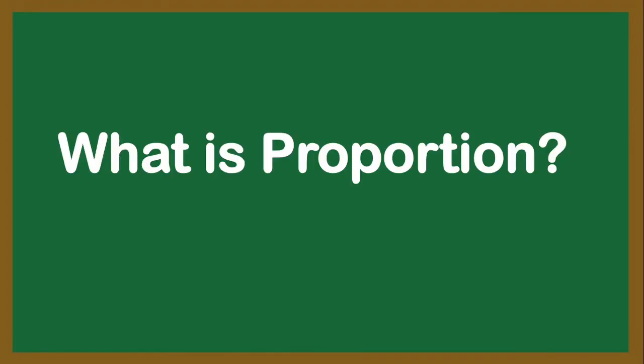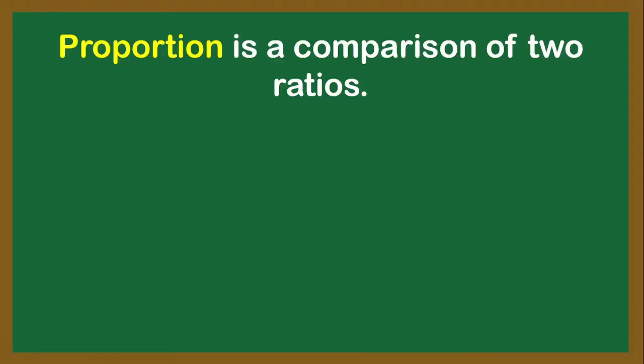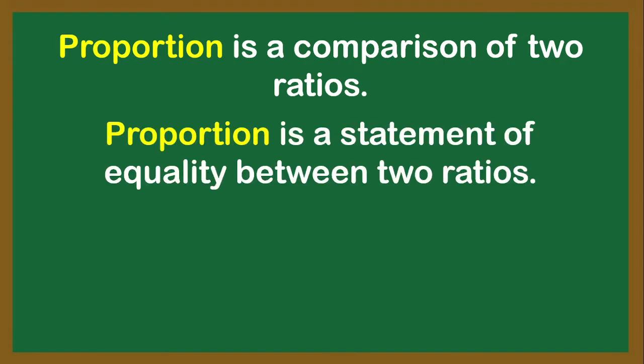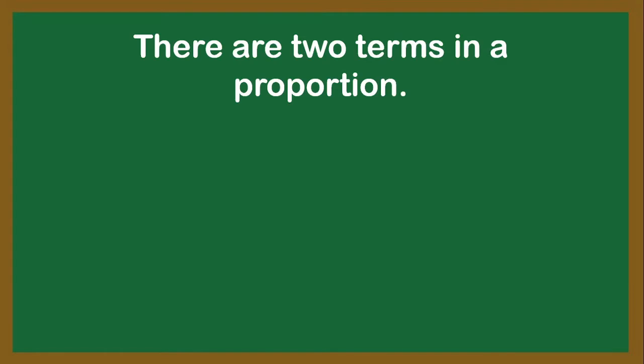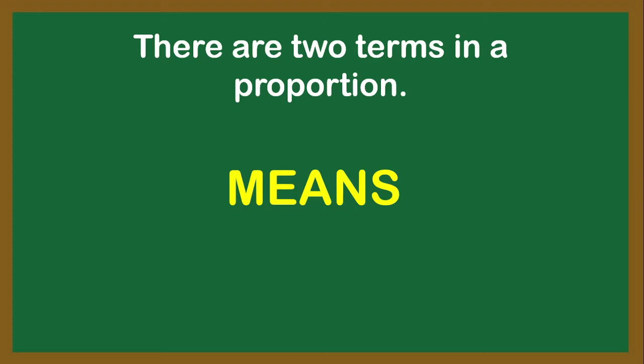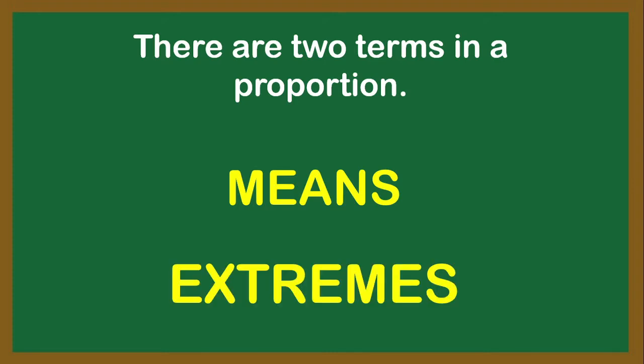What is proportion? Proportion is a comparison of two ratios. Proportion is a statement of equality between two ratios. When two ratios are equal, they form a proportion. There are two terms in a proportion. We have the means and the extremes.